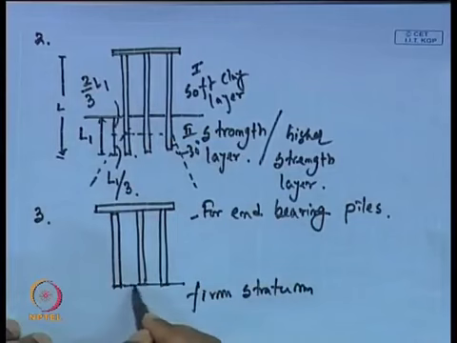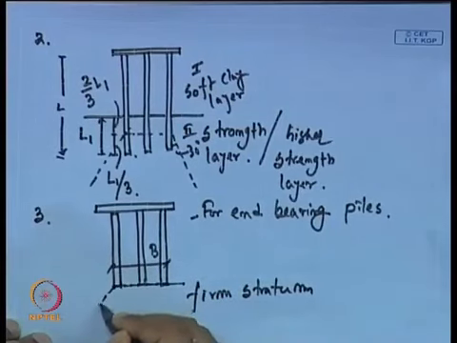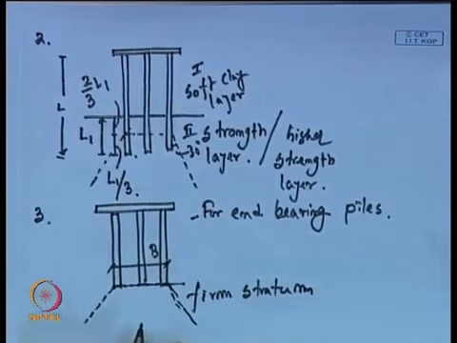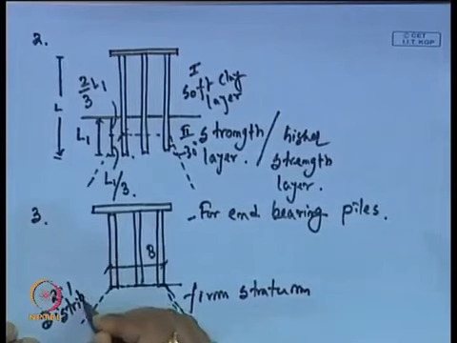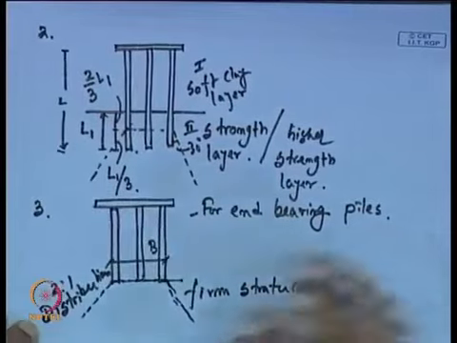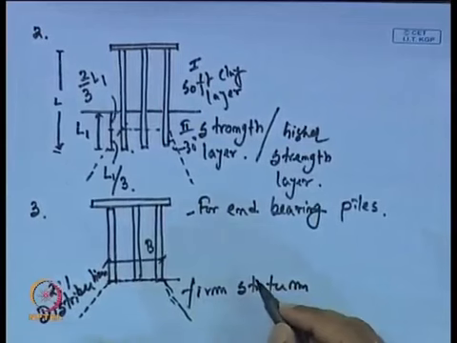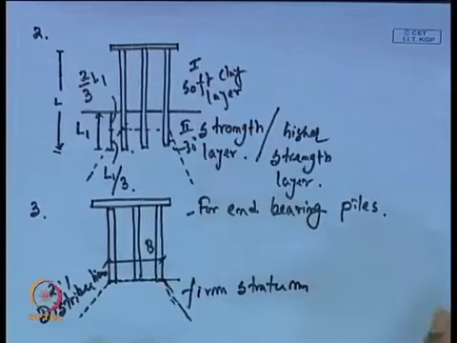Here the equivalent raft will act again, this one is B. This equivalent raft will act at the base of the pile. Then the distribution is the same, 2:1 distribution, or this angle is 30 degrees. So, these are the three cases by which we can determine the settlement of the pile group, and then you have to check whether that settlement is within the permissible limit or not.